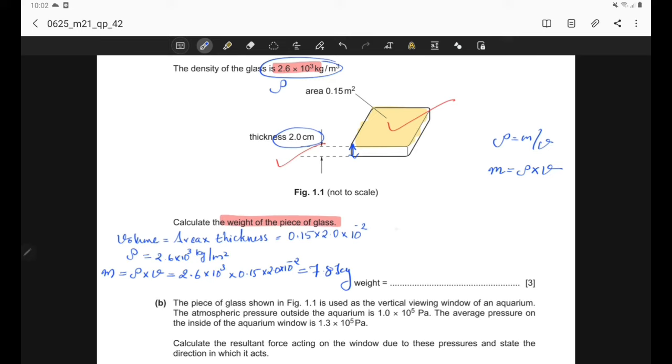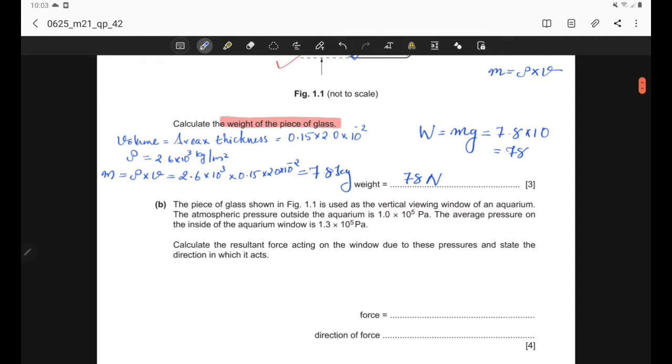In order to calculate weight, we can use the equation W, weight is equal to mg, the product of mass and acceleration due to gravity, that is 10. So we can substitute 7.8 times 10, we will get 78. So 78 Newton is the weight of this glass.